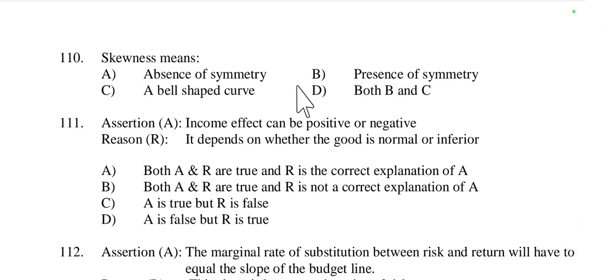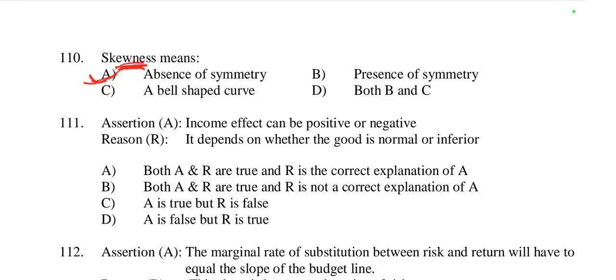Skewness means absence of symmetry, presence of symmetry, bell shaped, or both B and C. So here the question asks for symmetry. Skewness means absence of symmetry. Absence of symmetry means skewness.